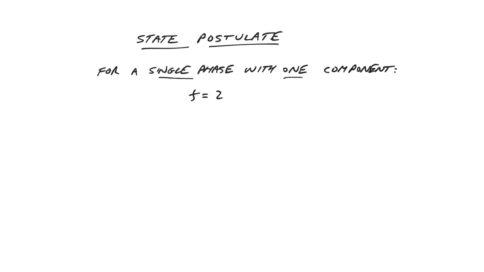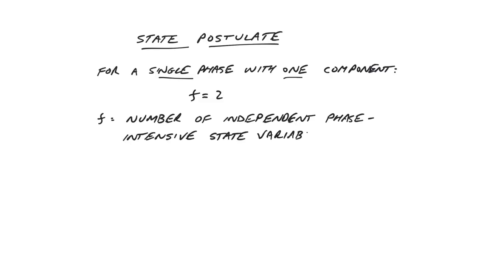One way that workers describe this postulate mathematically is to say that a single-phase system with one component has 2 degrees of freedom, where F represents the number of independent phase-intensive state variables at equilibrium. This statement does not tell us which variables are independent. It only tells us that when we specify 2 variables as independent, all the others appearing in thermodynamic relationships must become dependent variables.